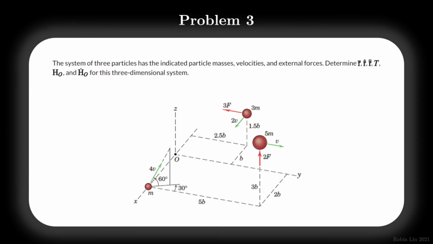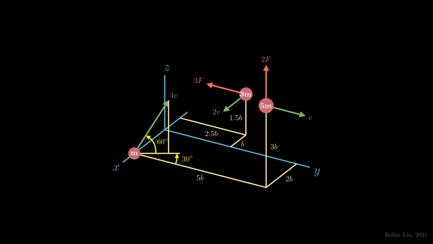Lastly, we have problem 3. It states, the system of three particles has the indicated particle masses, velocities, and external forces. Determine r bar dot, r bar double dot, T, H about O, and H dot about O for this three-dimensional system. I'm not sure why, but I recreated the graphic here. I think I just thought it would look nice.